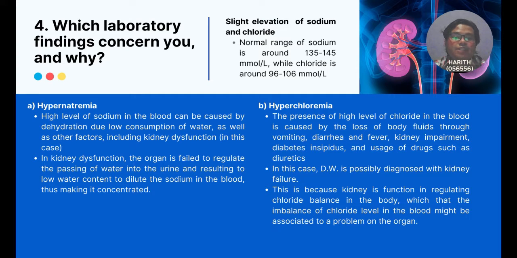In kidney dysfunction, the organ fails to regulate the passing of water into the urine, resulting in low water content to dilute the sodium in the blood, thus making it concentrated. Meanwhile, hyperchloremia, which is the presence of a high level of chloride in the blood, is caused by the loss of body fluids through vomiting, diarrhea and fever, kidney impairment, diabetes insipidus, and the use of drugs such as diuretics.